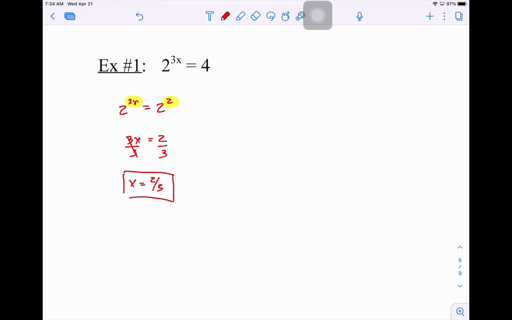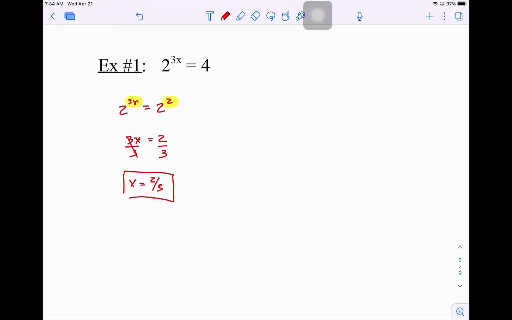Notice, by the way, this is an exponential equation. I probably should have started with that, because the variable is in the exponent. Notice we've got a 3x up there in the exponent. So there's option number 1: you could go through and just rewrite these as the same base and then solve the exponents.